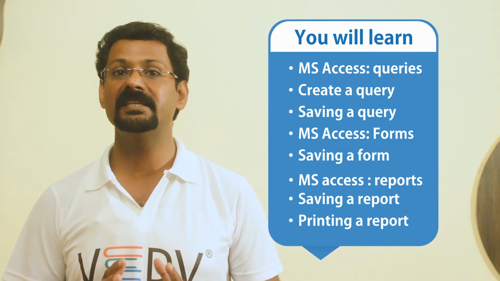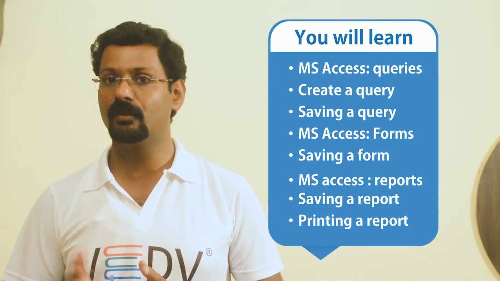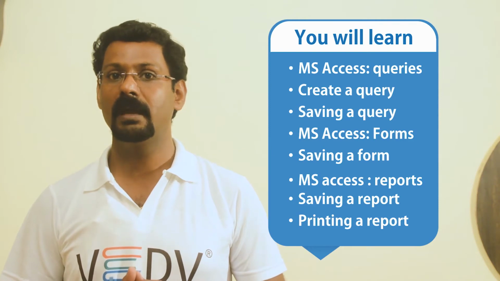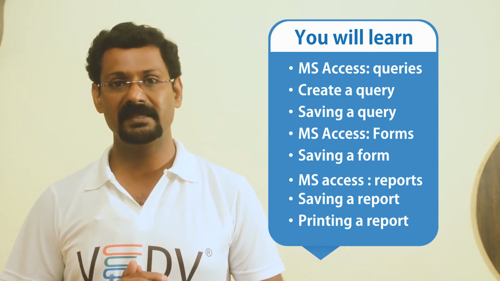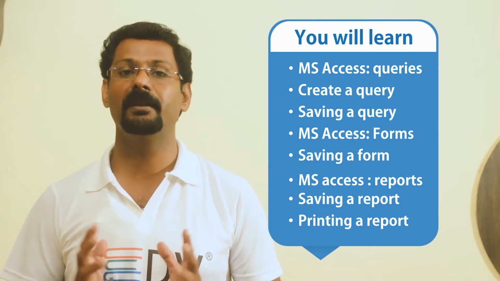Chapter 5: MS Access Part 2. You will learn in this chapter about MS Access queries, creating a query, saving a query, MS Access forms, saving a form, MS Access reports, saving a report, and last, printing a report.